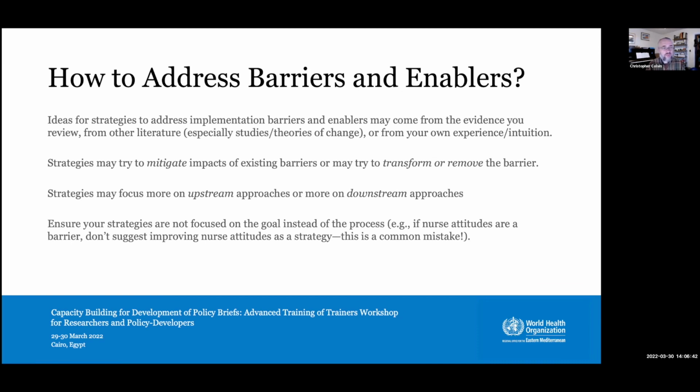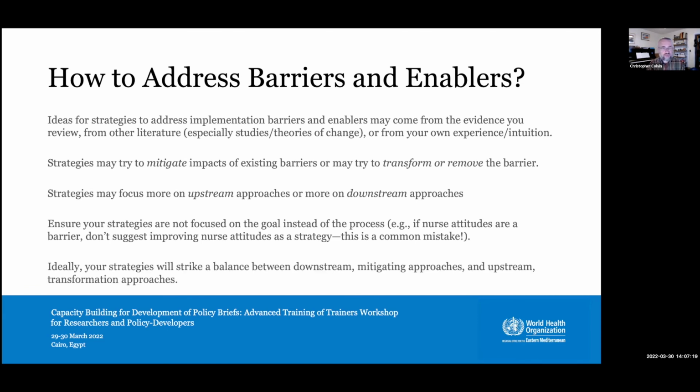And then make sure that the strategies that you're suggesting are not focused or framed as a goal instead of the process. So for example, if nurse attitudes are identified as a barrier to implementation in your program, don't suggest that improving nurse attitudes is a strategy. Improving nurse attitudes is the goal, right? That's going to be what gets you a better outcome. The question is, how do you improve them? How do you change attitudes of healthcare workers? That's what you need a strategy for. This is quite a common kind of mistake. So just to keep that in mind.